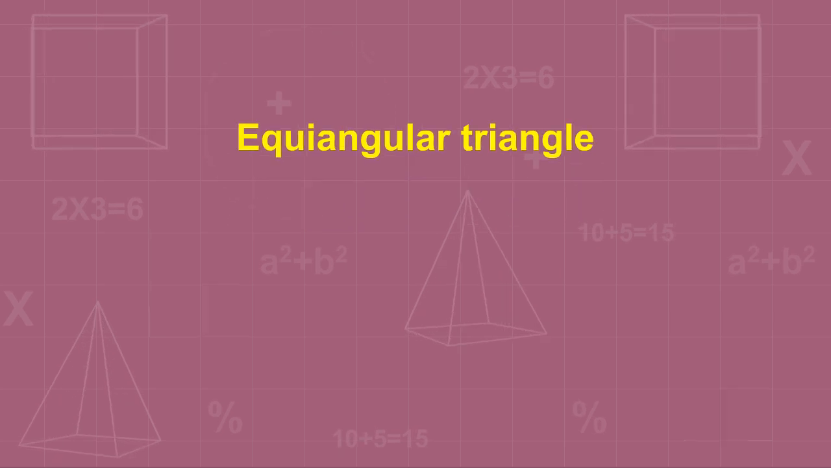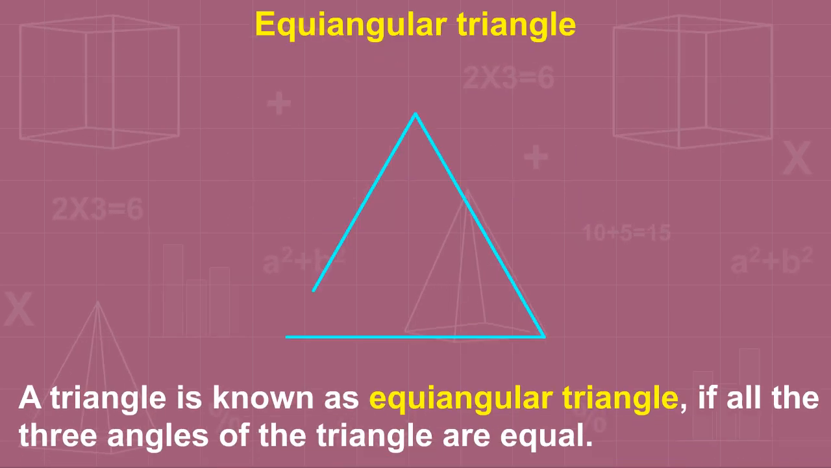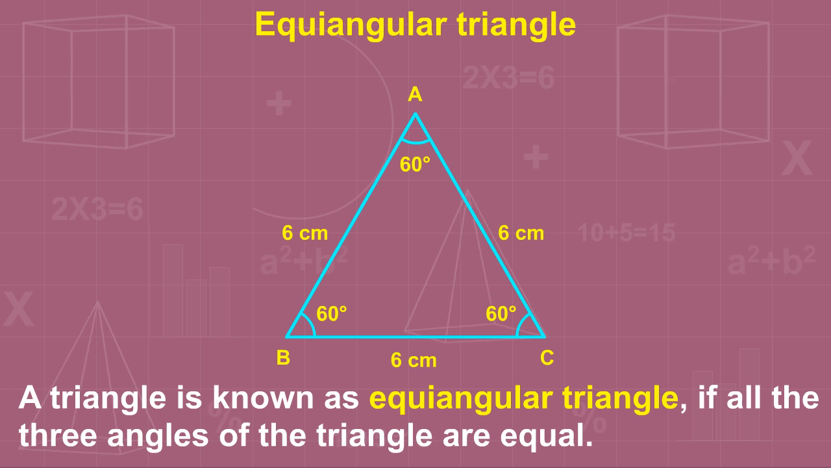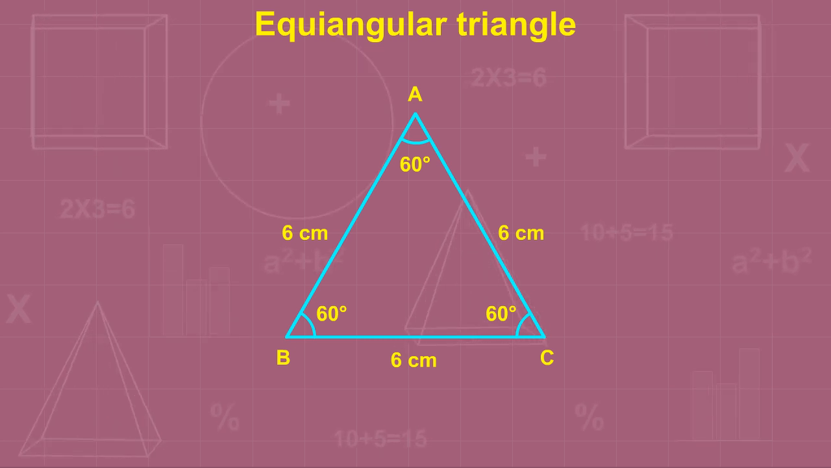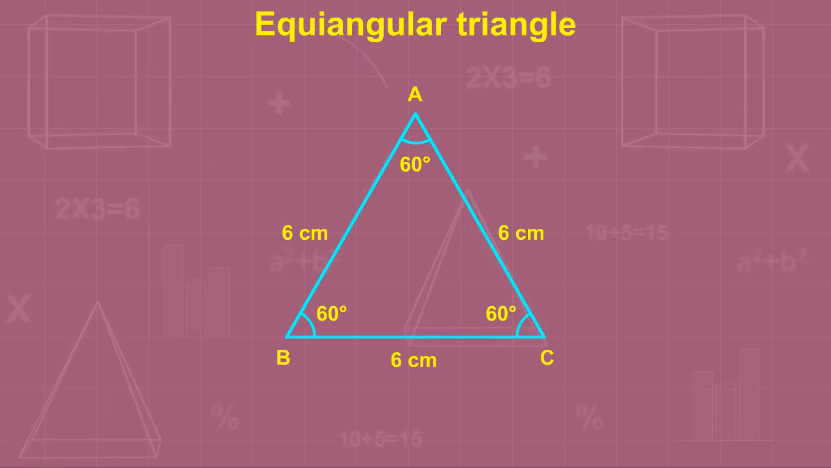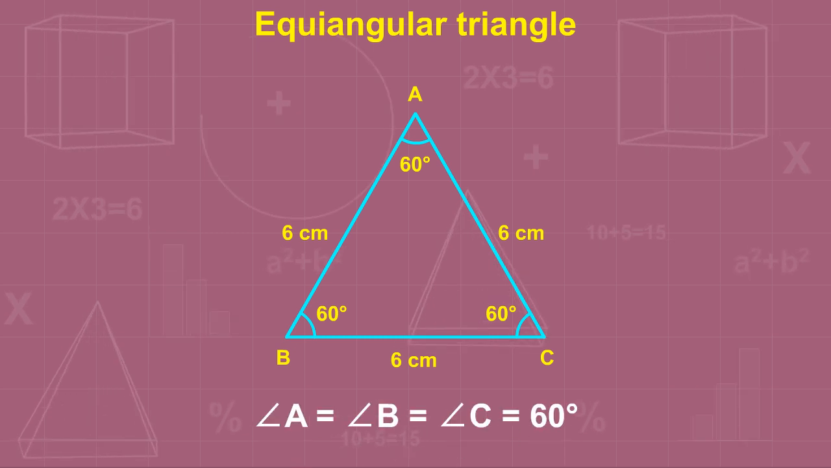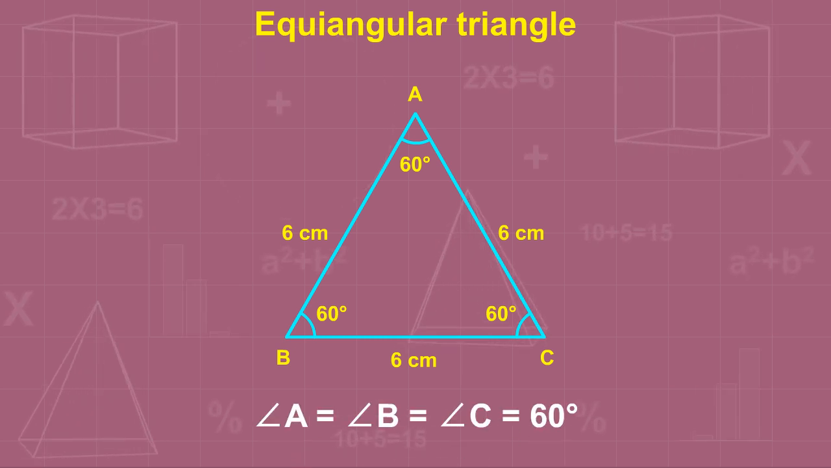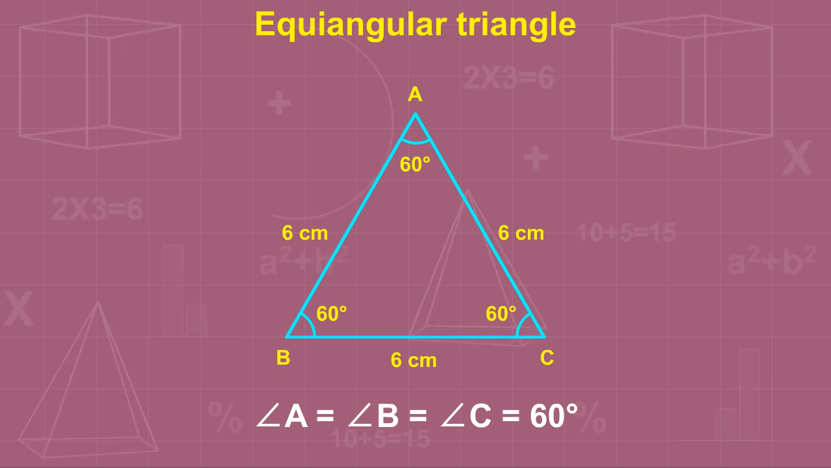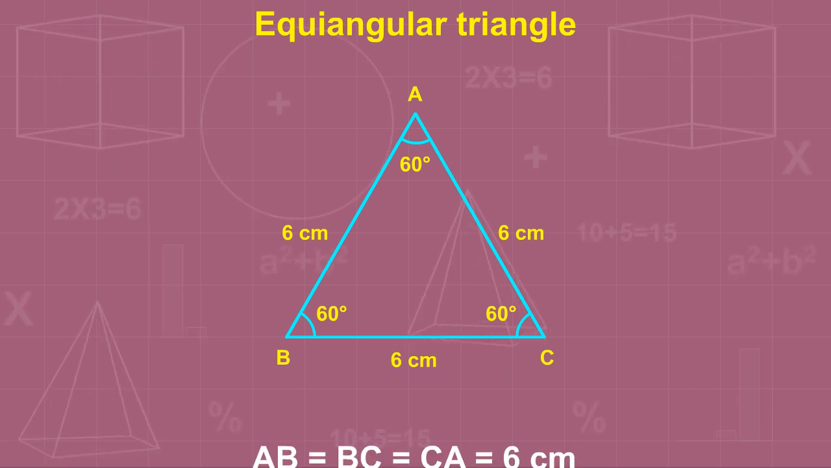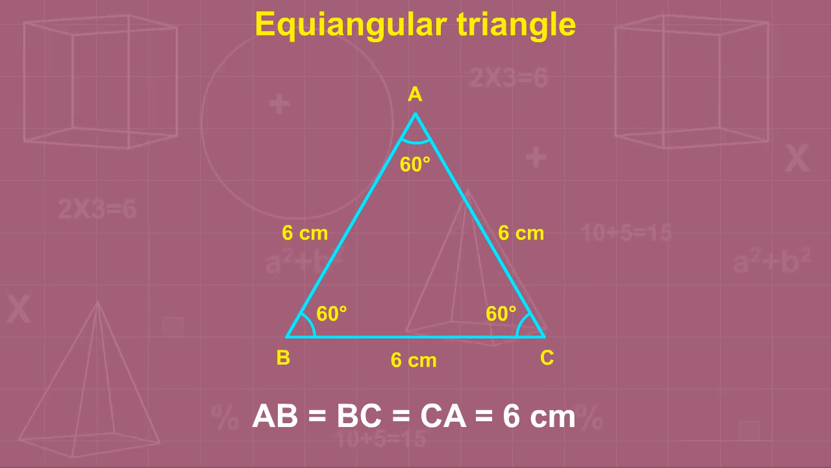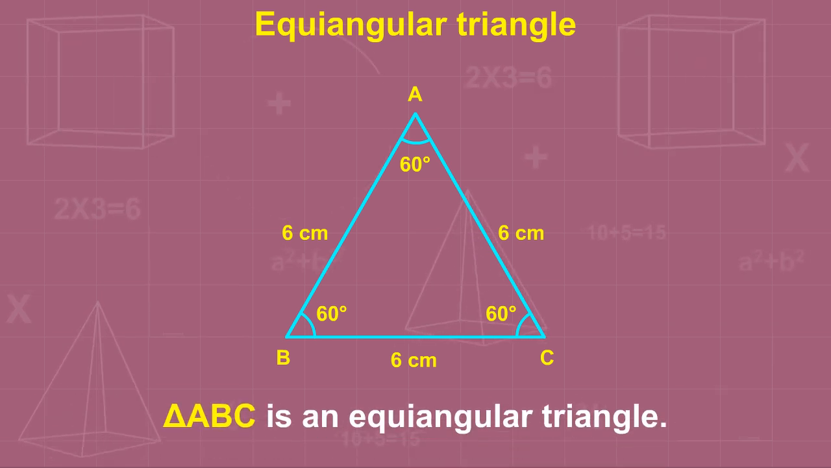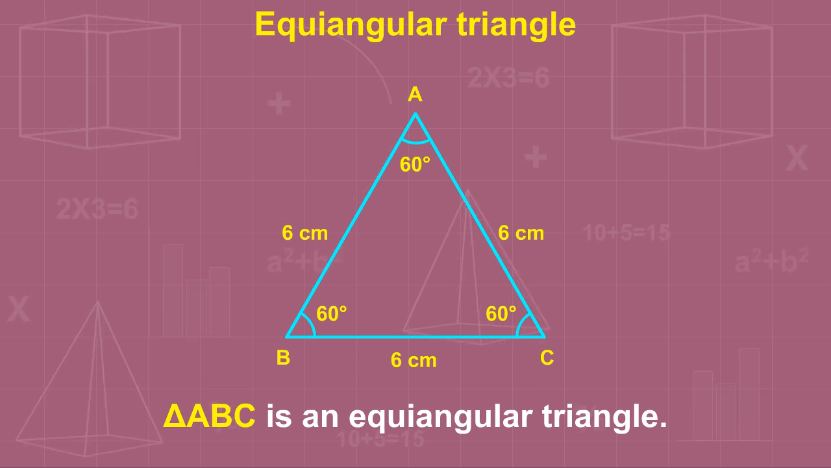Equiangular triangle. A triangle is known as an equiangular triangle if all three angles of the triangle are equal. An equiangular triangle is also an equilateral triangle. In triangle ABC, angle A is equal to angle B is equal to angle C is equal to 60 degrees, and AB is equal to BC is equal to CA is equal to 6 centimeters. Triangle ABC is an equiangular triangle.